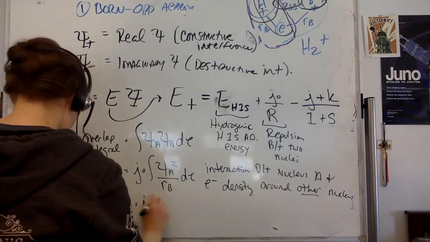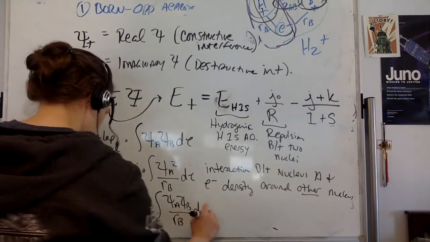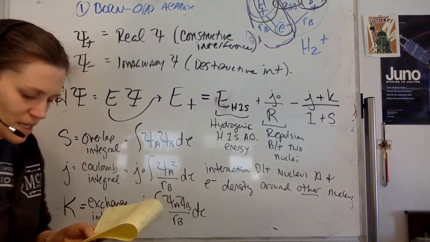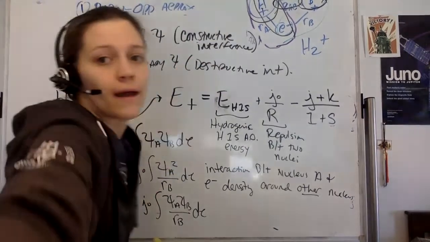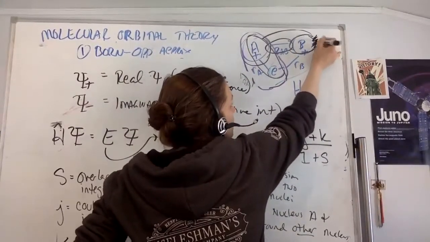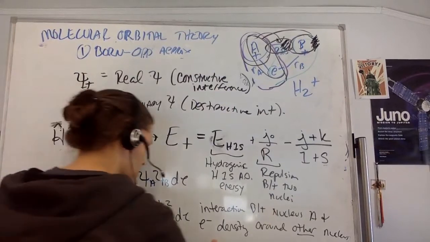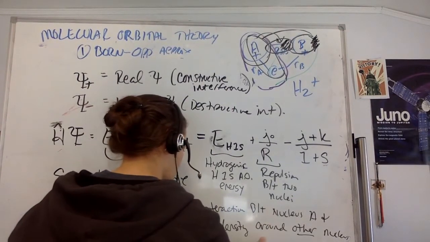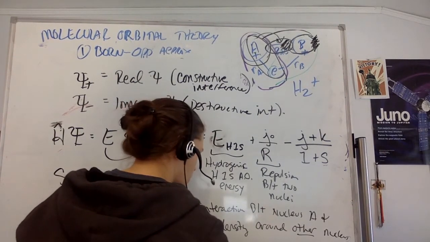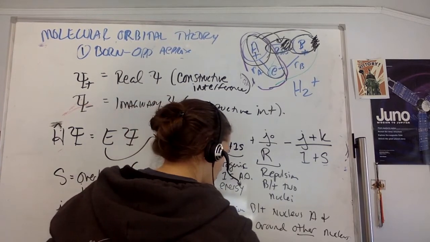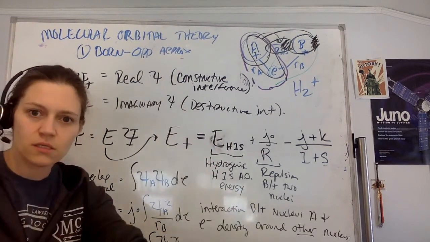And that equals J0 integral psi A psi B per RB d tau. This is the interaction between the nucleus and excess density in between due to the overlap. So not just on the other side of the atom, but now it's due to this part. Okay, so this is the interaction between nucleus A and overlap electron density. Again, all this is in Atkins, but I wanted to take you through it because it's a lot.